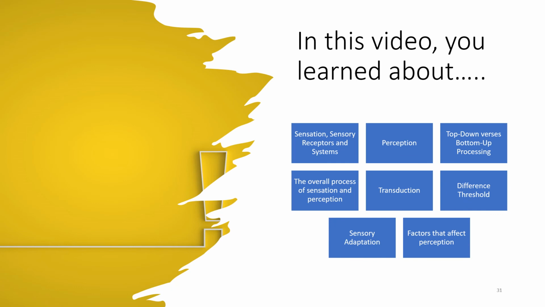What have you learned in this video? Well, in this video, you've learned about sensation, sensory receptors, and systems. You've also learned about perception and top-down versus bottom-up processing. You've also learned about the overall process of sensation and perception. You've learned what transduction is, and you now know what a difference threshold is. You've also learned about sensory adaptation and the factors that affect perception. As you review these concepts, I would encourage you to think about how you would apply these concepts to your own life. When have you experienced these things?